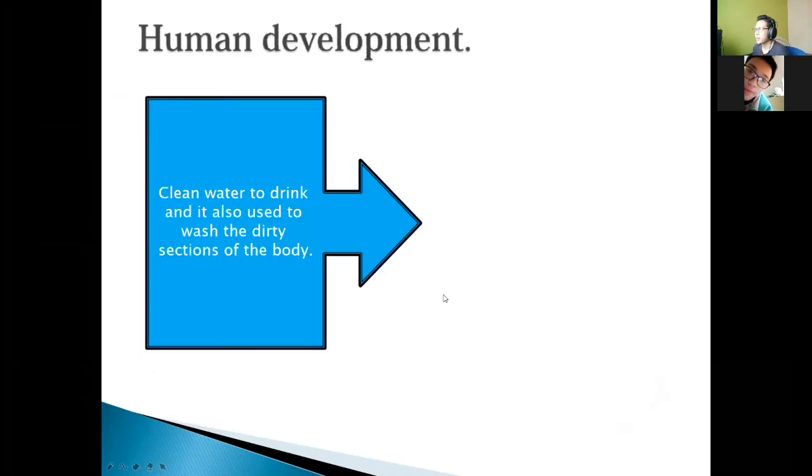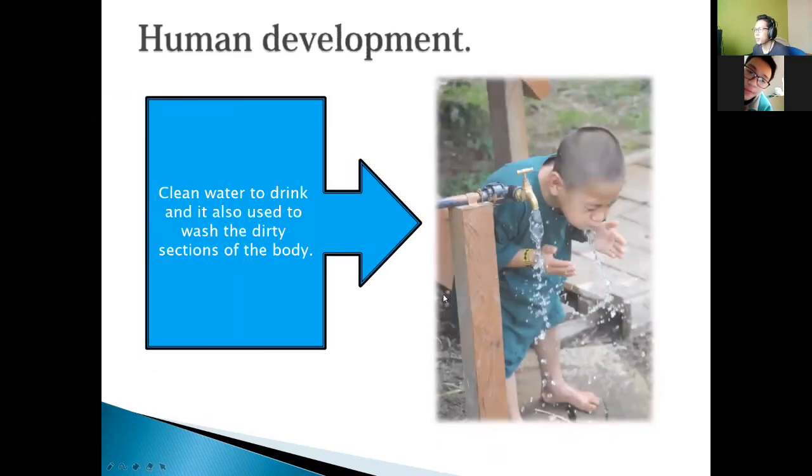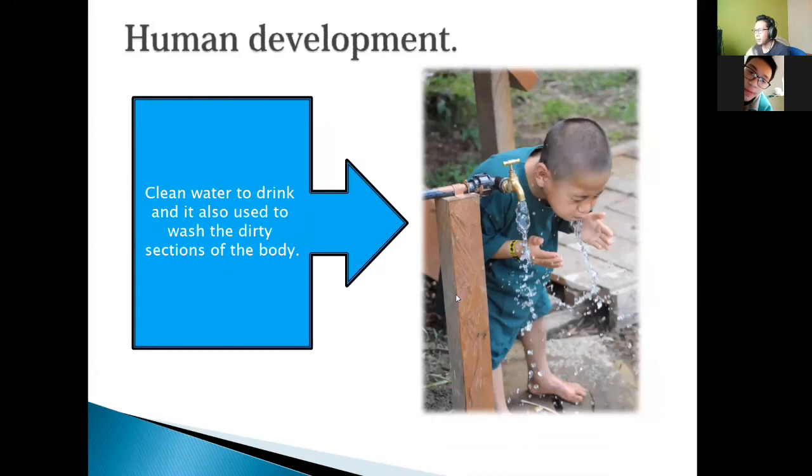Next is to ensure human development. A forest can act as a buffer or filter for rainwater before it flows into the river, which can then be used as drinking water if it is filtered properly. As a result, this can prevent contaminated water in our daily lives.